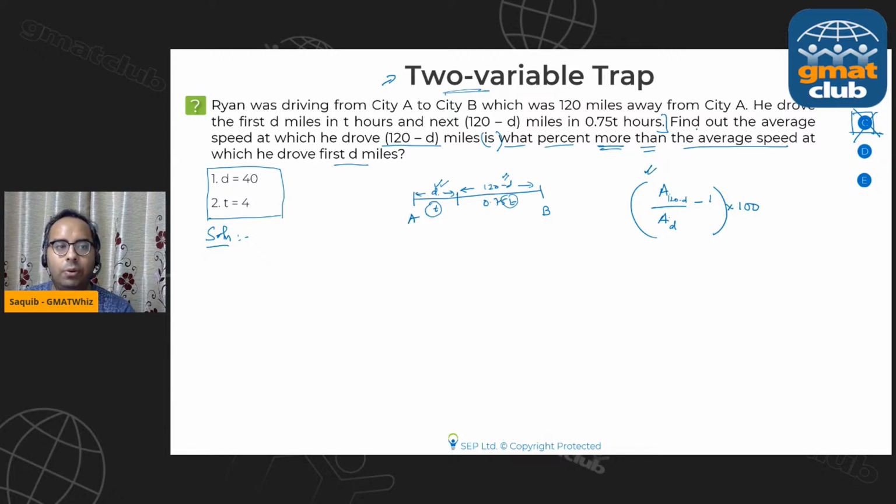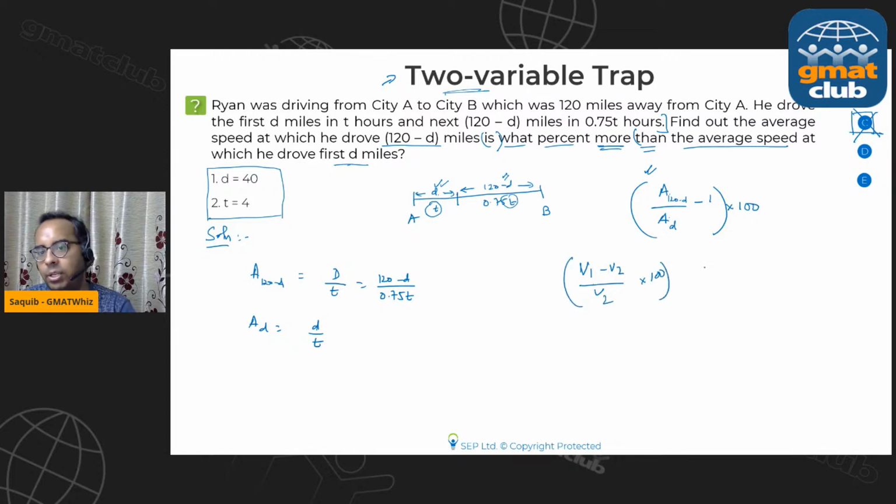So if they're talking about the average speed when Ryan traveled 120 minus d miles, you write it down: distance upon time, 120 minus d by 0.75 t. You write down the average speed in the first case also, as d upon t. I'm looking for percentage more. So ideally how it works is value 1 minus value 2, divided by value 2, multiplied by 100, with respect to d. This is the formula that you are going to use.